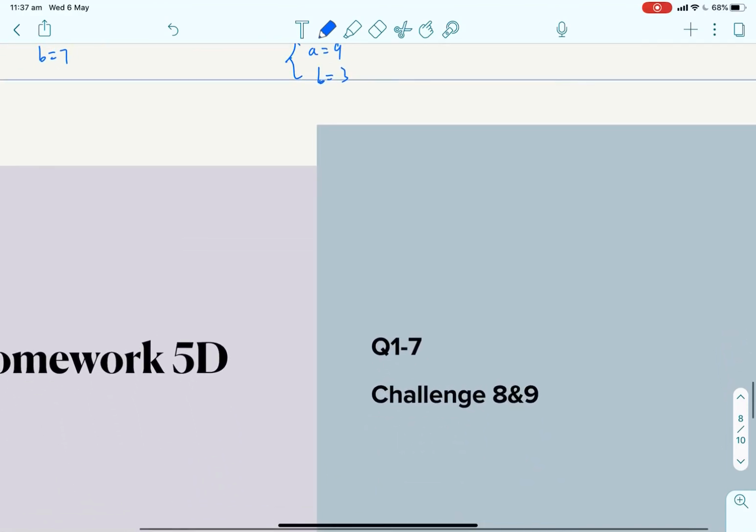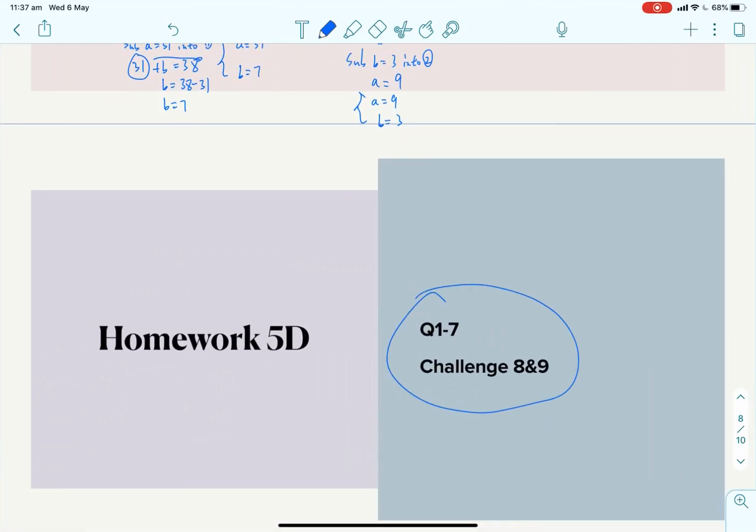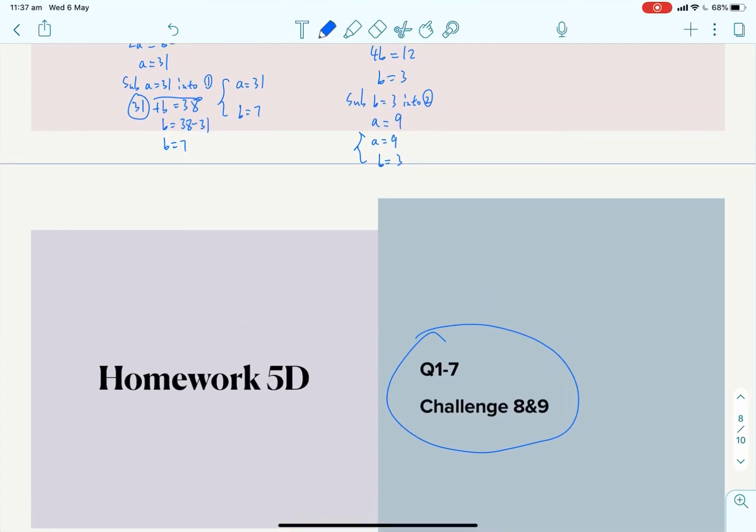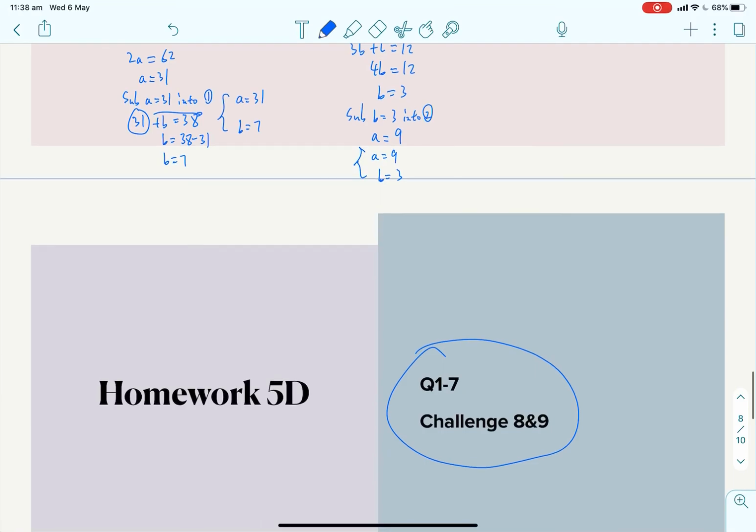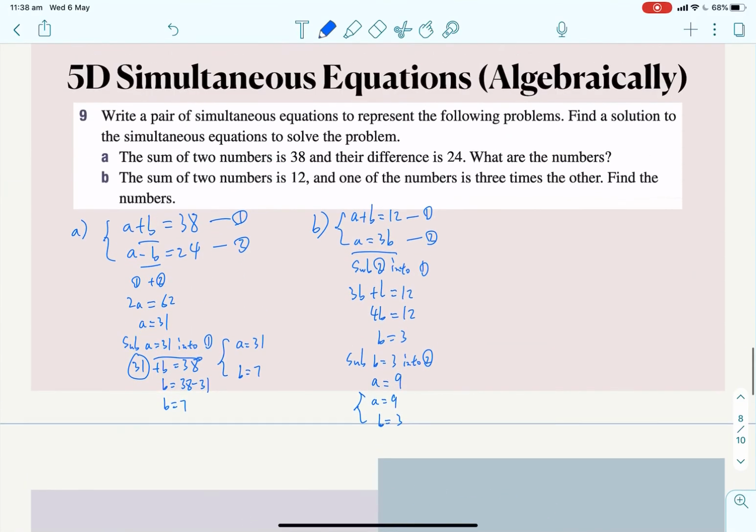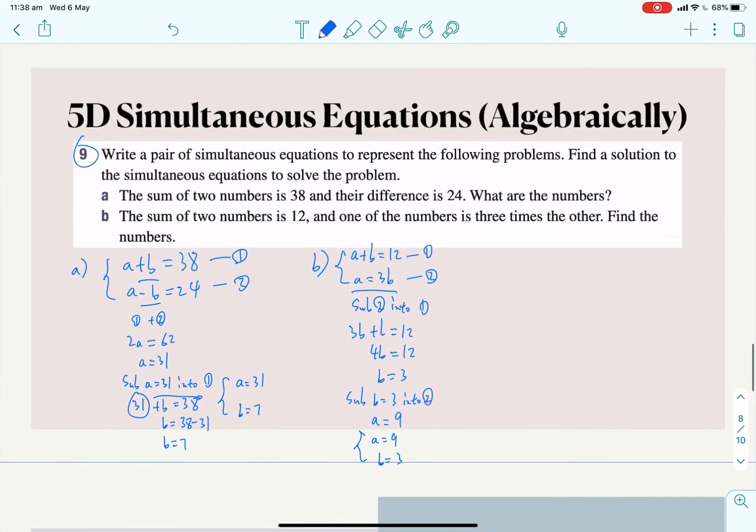And then I give you a few questions to do as homework. Because it's a really difficult topic, I will get you to do every single one of those questions. The challenge one's A and 9, which is basically solving problems.